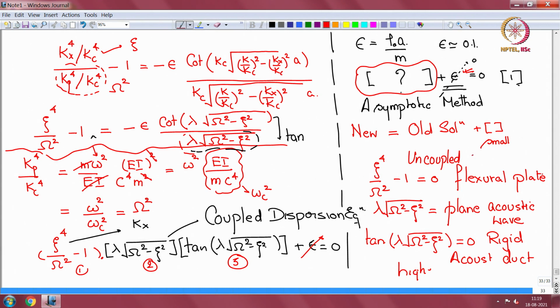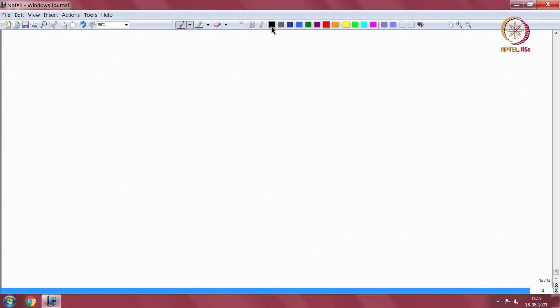When the fluid is bounded by a rigid wall, it behaves on its own. That is the plane acoustic wave and rigid duct higher order wave numbers. When the flexural plate is not in contact with the fluid, that is in vacuum, this is the solution. So these are the uncoupled solutions. Now, when epsilon is brought in, the solutions will become coupled. But further to this, let us see on a diagram what these are.